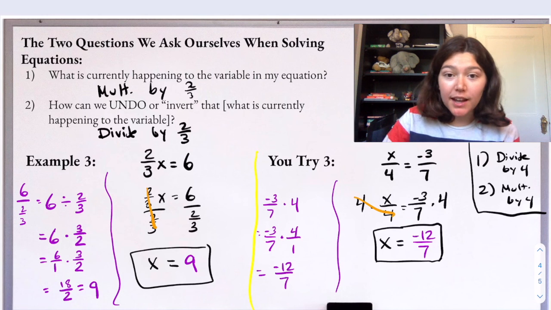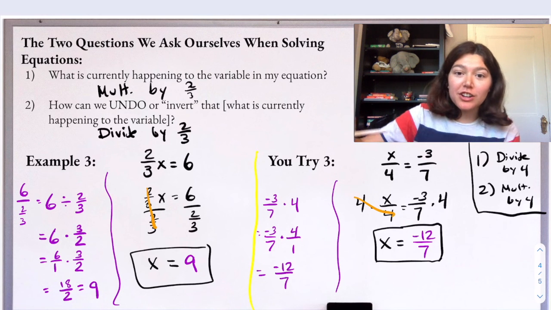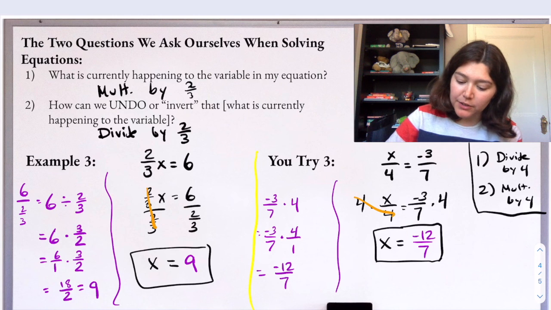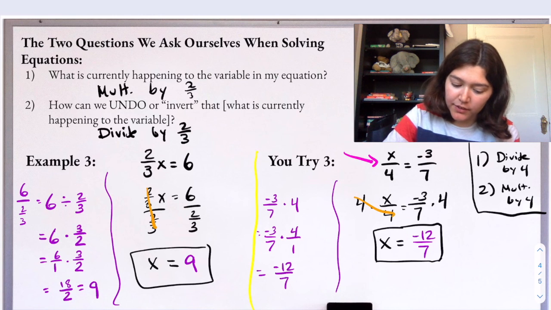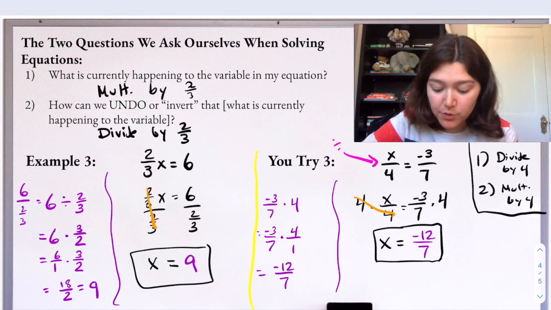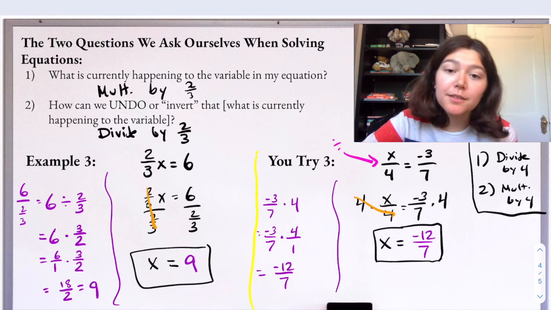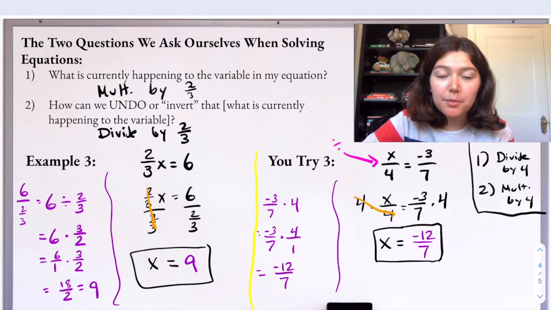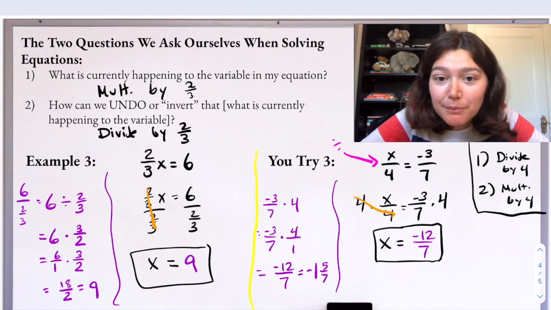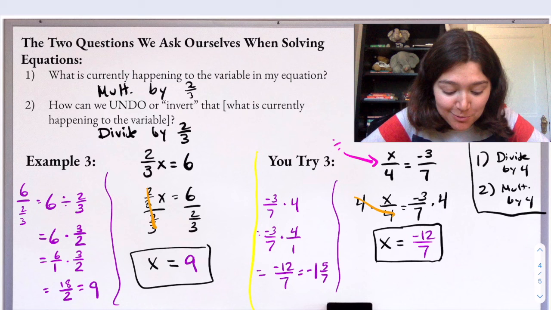So we're gonna ask ourselves, like always, what is currently happening to my variable, and then how do I undo it? So currently my variable x is being divided by 4, because remember a fraction bar means division. So how do you undo dividing by 4? You multiply by 4, because multiplication and division are inverse operations that undo each other. I'll just say it 7th time to make it ingrained in your head, hopefully.